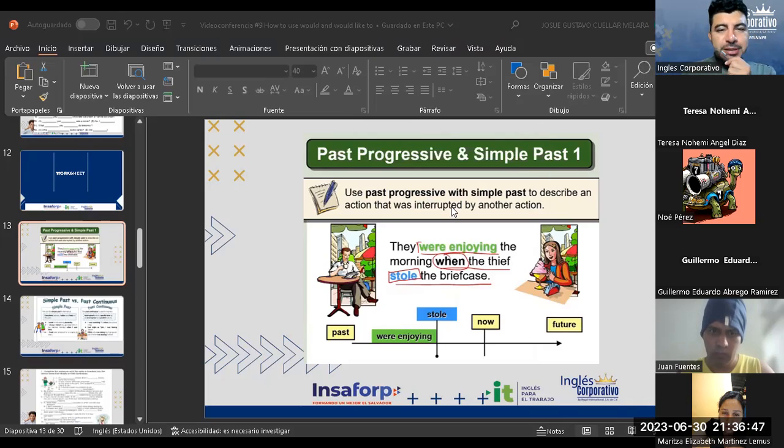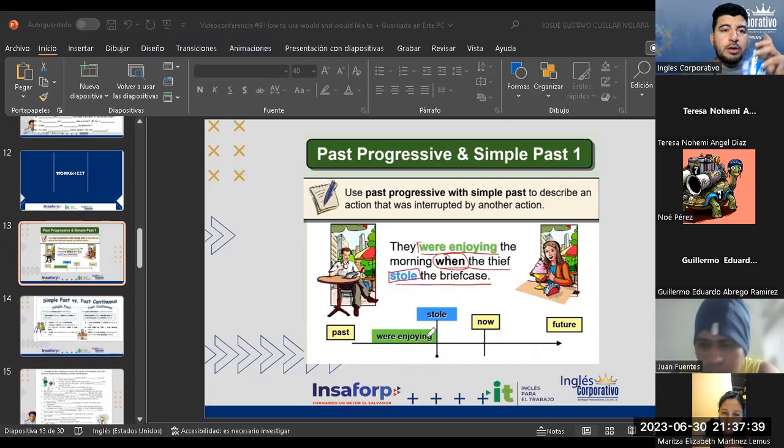We have this. Use the past progressive. El past progressive es el mismo past continuous. Okay. Use the past progressive with simple past to describe an action that was interrupted by another action. Ejemplo. They were enjoying the morning when the thief stole the briefcase. Ellos estaban disfrutando la mañana cuando el ladrón robó el maletín. Cuando tenemos la palabra when allí, entonces viene la palabra en pasado. Ejemplo. Past enjoying, stole. Entonces podemos notar acá que ellos estaban disfrutando. ¿Y qué pasó de repente? El ladrón robó. Entonces fue una acción interrumpida.